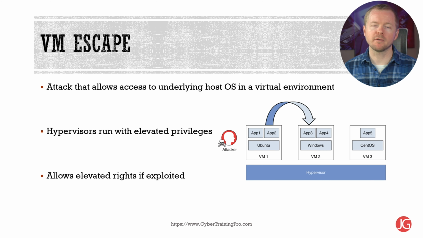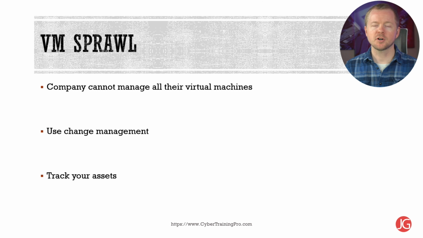Virtual machine escape, or VM escape, is an attack that allows access to the underlying host operating system in a virtual environment. These attacks are dangerous because a lot of hypervisors or virtual machine software run with elevated privileges. So if an attacker can escape, then they can have elevated rights to that host. Virtual machine sprawl, or VM sprawl, is something we also have to be concerned with, and that's when a company has so many virtual machines that they can't properly manage them all. Just because we have virtual machines doesn't mean that we should ignore the standard requirements that exist, like change management. We don't want to leave virtual machines unmanaged or unpatched.